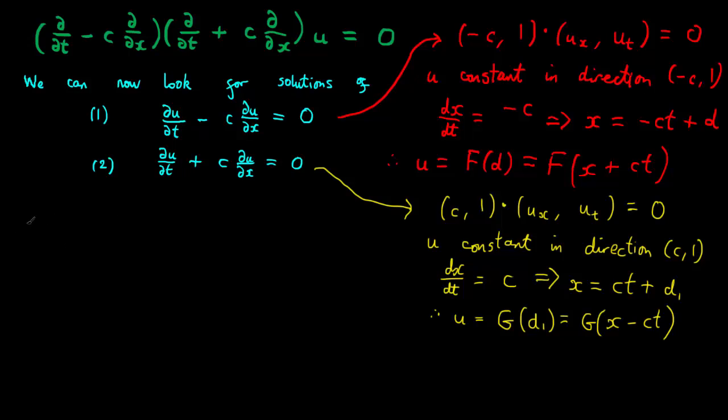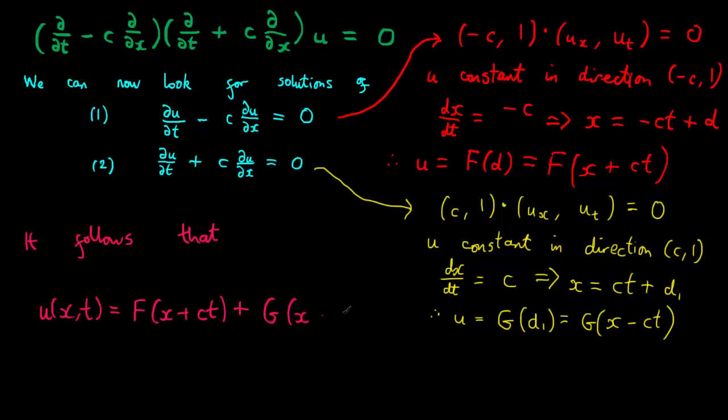Finally, we just have to combine them to complete the proof, because it follows from that reasoning that u of x and t is just the sum of those two solutions. So it's going to be f of x plus ct plus g of x minus ct.